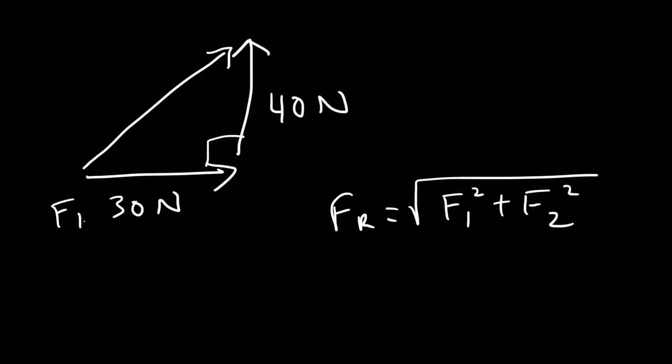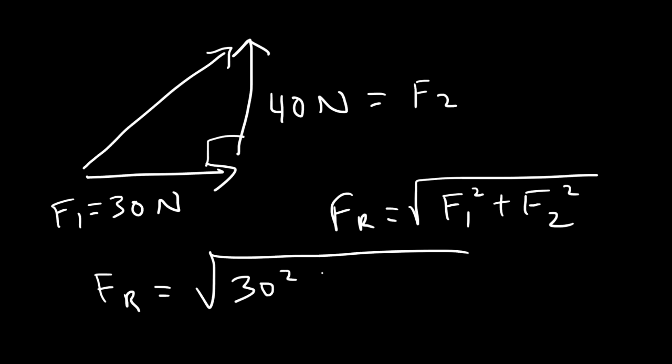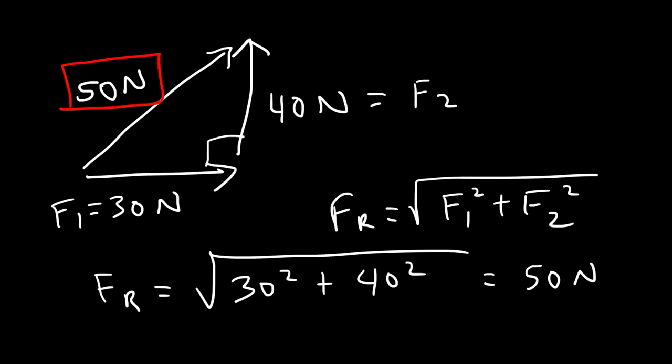Let's call this F1 and this force F2. So it's going to be the square root of 30 squared plus 40 squared. If you're familiar with the 3, 4, 5 triangle, then this is going to be the 30, 40, 50 triangle. So the resultant force is going to be 50 newtons. Now sometimes, in addition to finding the magnitude of the resultant force vector, which is 50, you may need to find the direction as well.